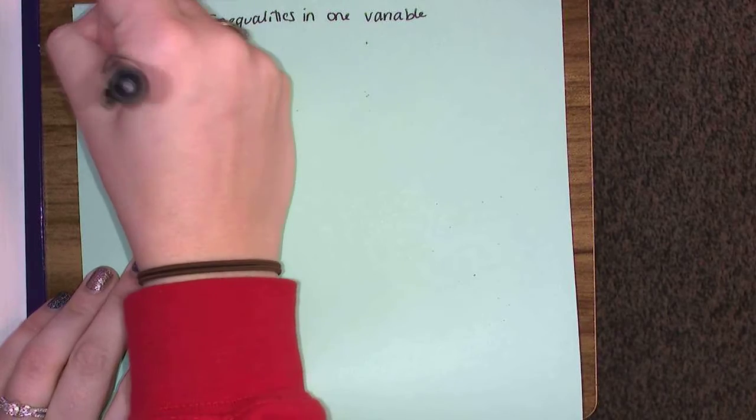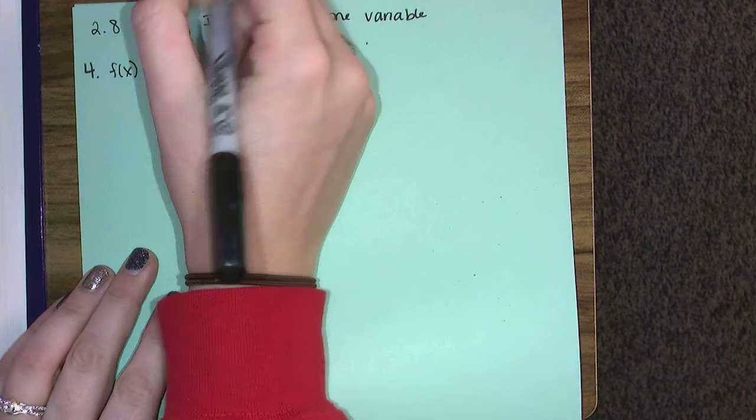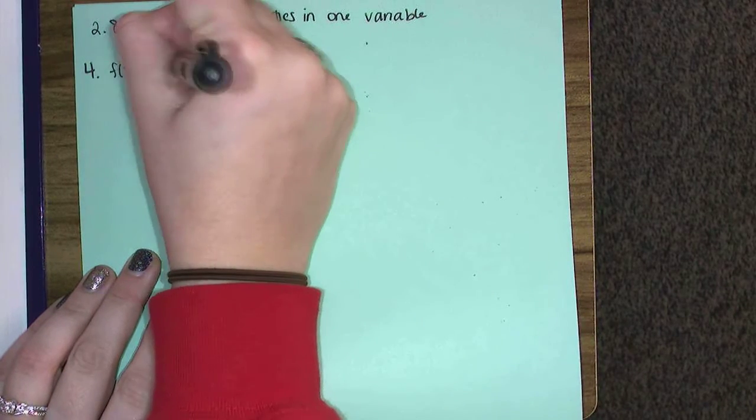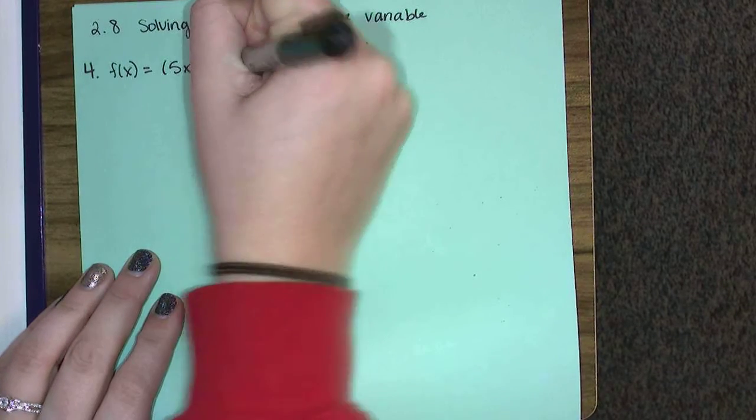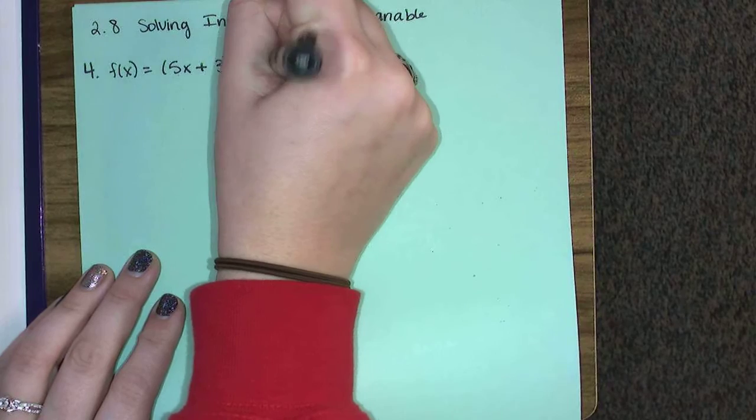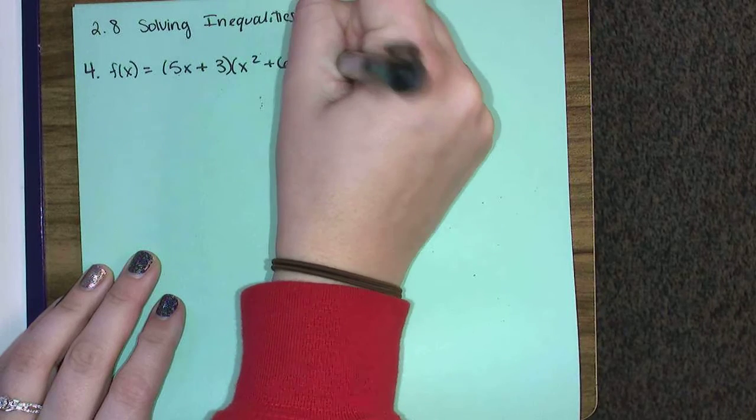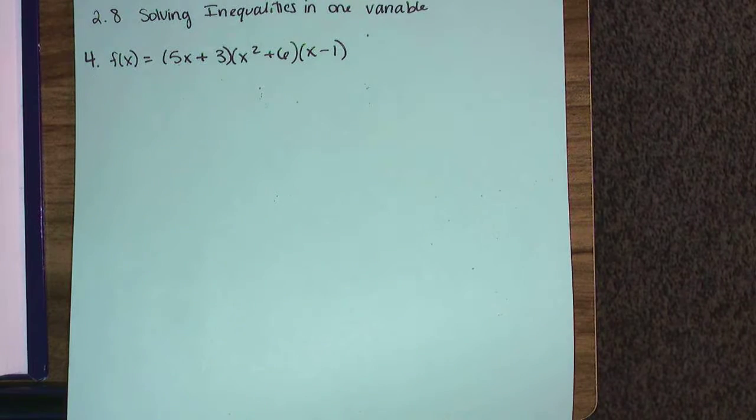F of x is equal to 5x plus 3, x squared plus 6, x minus 1. Okay, so first and foremost, I want to find my zeros. So, what are my zeros?